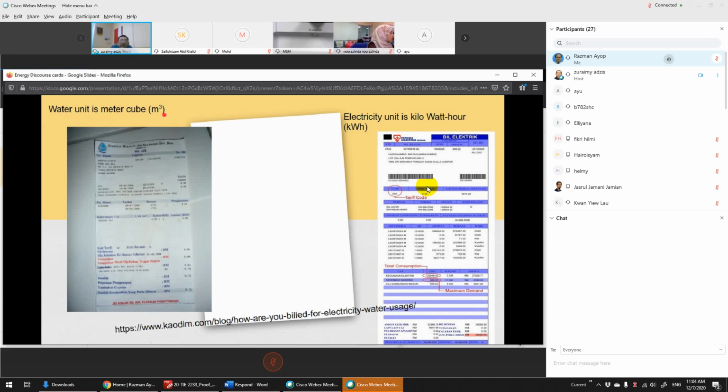Pay for every meter cube. There are also tariffs, so we will talk about this much further later. And then the topic we are interested in today is actually the electrical energy that we use. How do TNB bill us? Okay, so basically, how do we measure how much electrical energy, is the same as water?